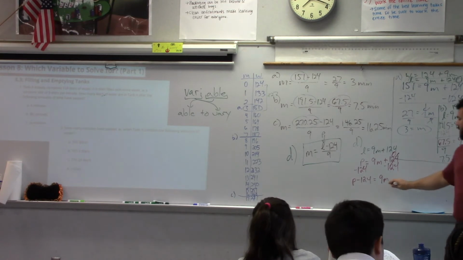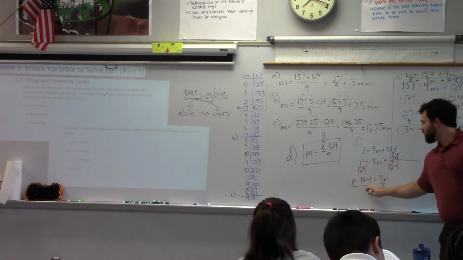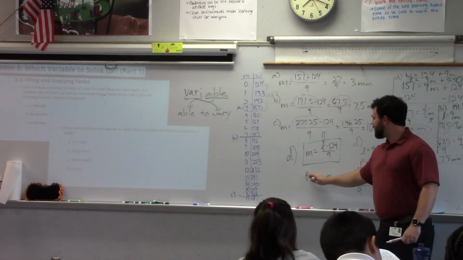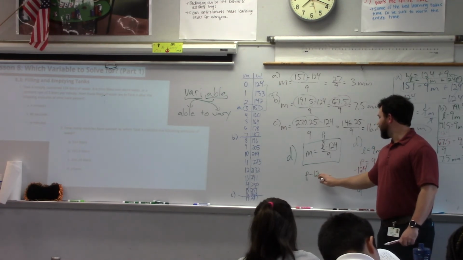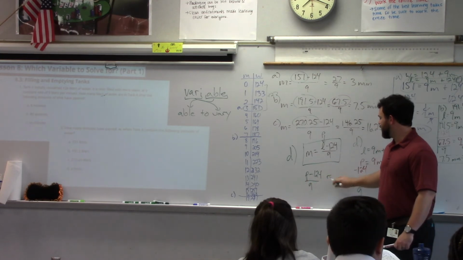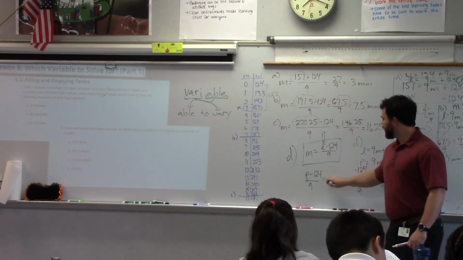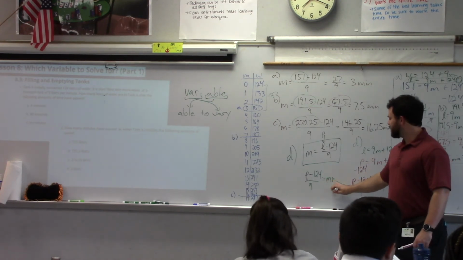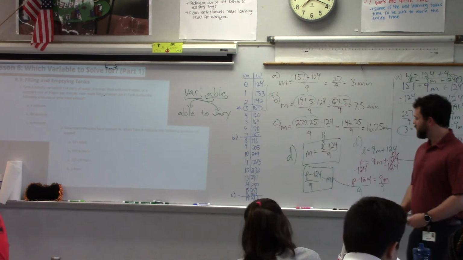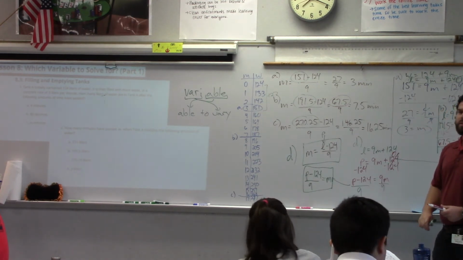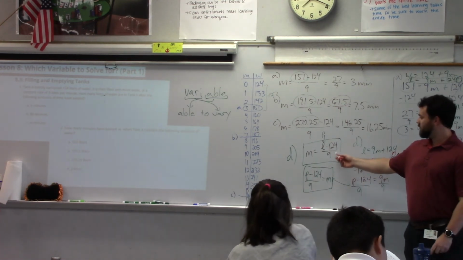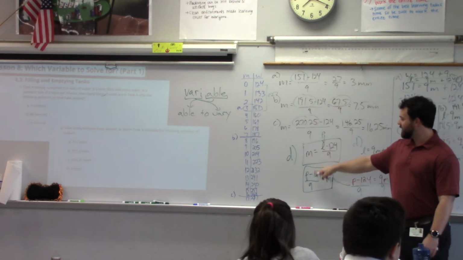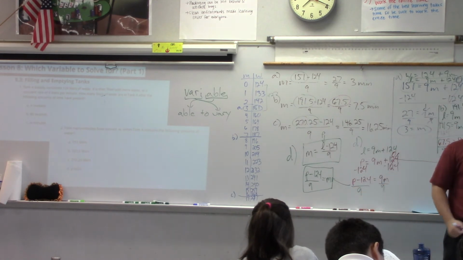Divided by 9. So we get P minus 124, divided by 9, is equal to m. Does that look familiar? Where have we seen that before? That one, the m equals L minus 124 over 9 above it, right? It's flipped, and it's got an L instead of a P, but is that the same exact equation?